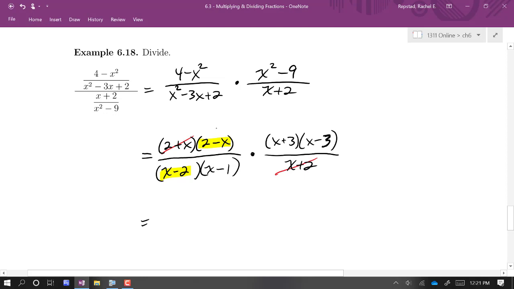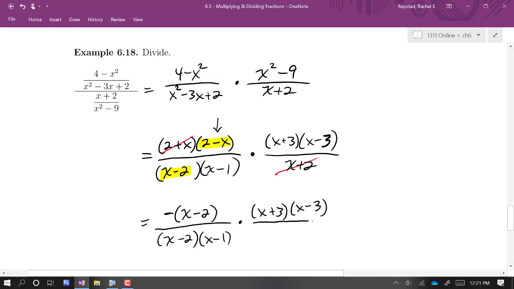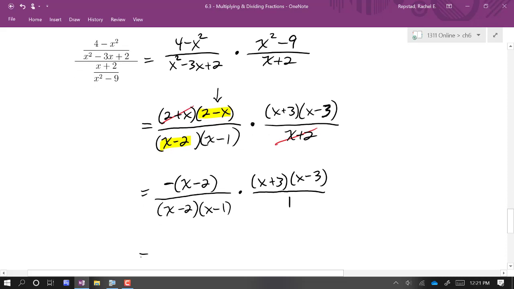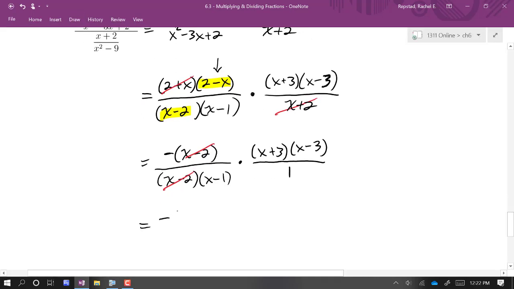I'm going to factor out a negative 1 from the top here. So that's a negative, parentheses, x minus 2, close parentheses. And then everything else I'm just going to write as is. Of course, in the bottom of the second fraction, that's just a 1 now. I've canceled everything, the only factor that was there. And now we can cancel the x minus 2's. So what we're left with is minus x plus 3, x minus 3 over x minus 1. And you can leave it like that.